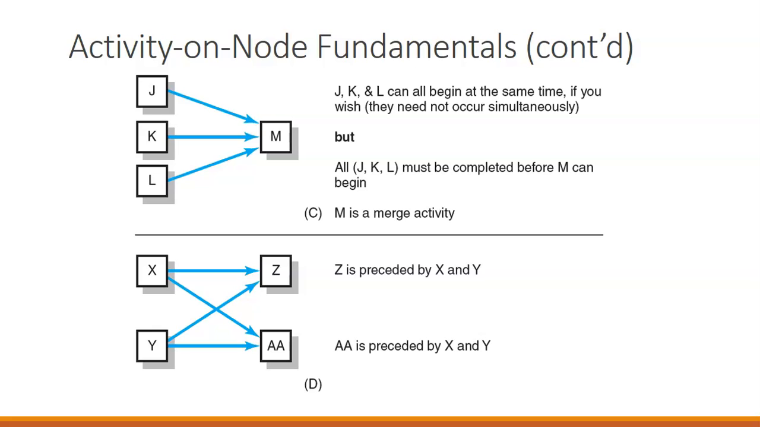When we're looking at this next example, we can do J, K, and L all at the same time. They do not have to occur simultaneously, but we can be working on them simultaneously. But all three of them must be completed before M can start. So that makes that a merge activity. In the last one, we have that Z needs X and Y to be done, and AA needs X and Y to be done.